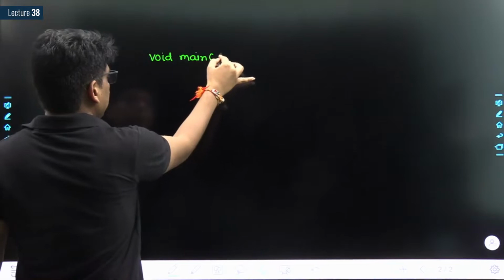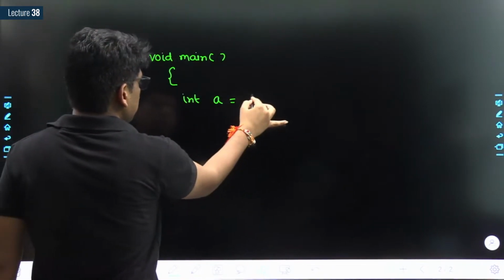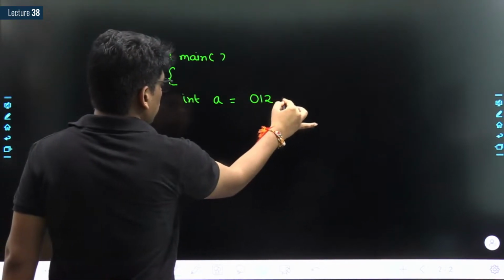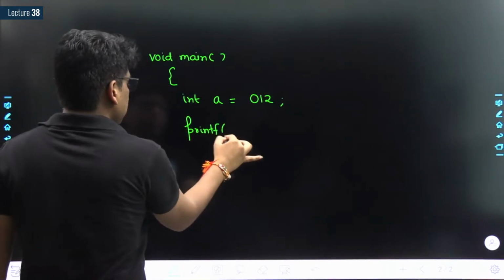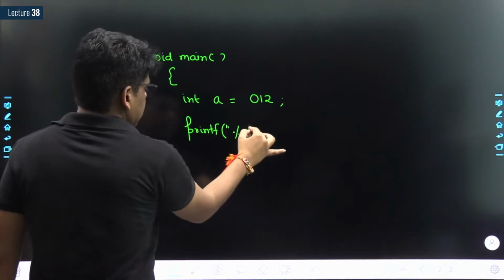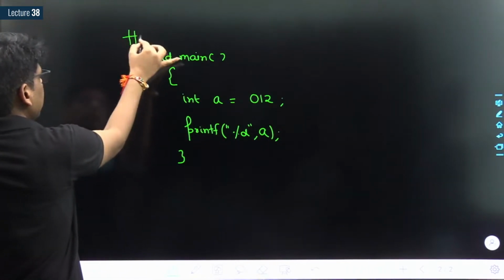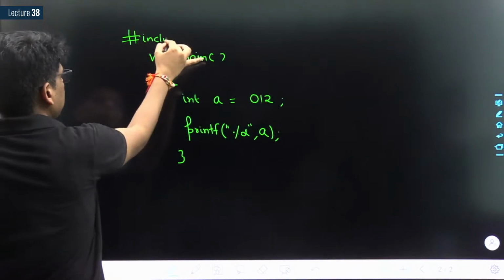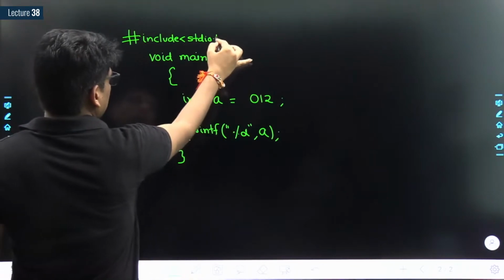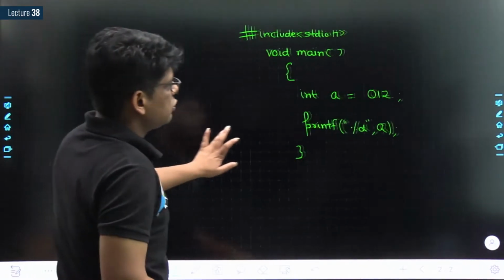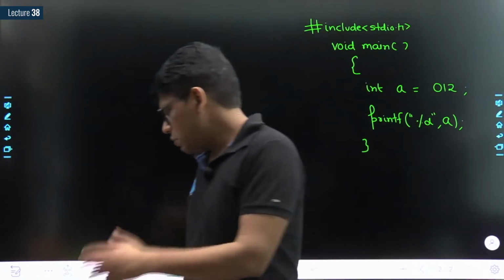But again, a good question would be: void main, int a is equal to 012, printf percentage d comma a. Sir, what is the output of this code? And I'm not giving you any chance to say that, sir, error will be there. Sir, what will be the output of this code? Try to understand. Just pause the video and try to figure out what could be the possible answer to this question.